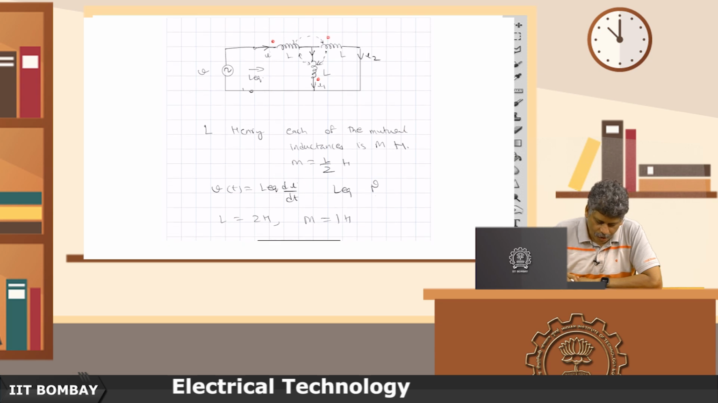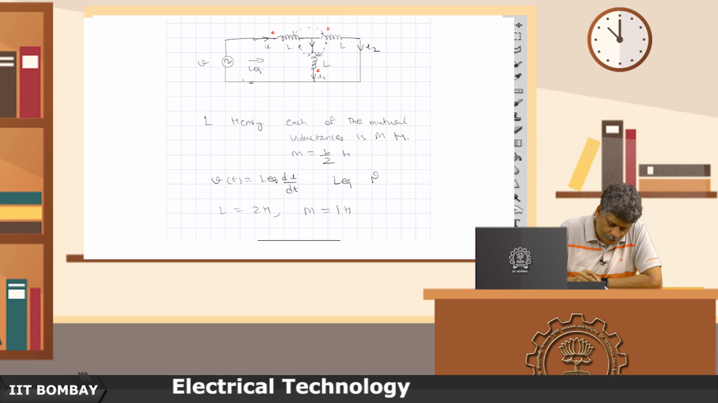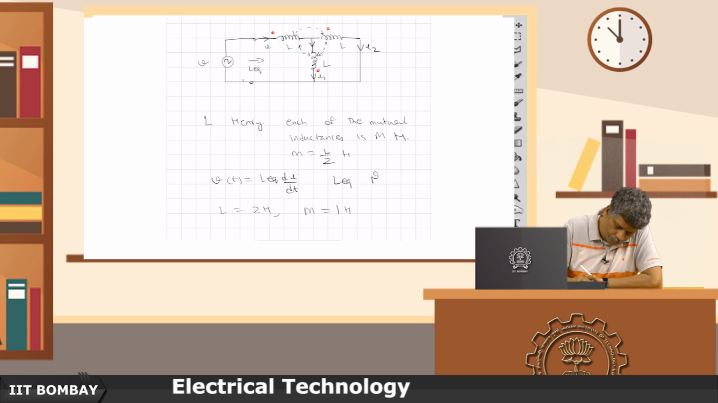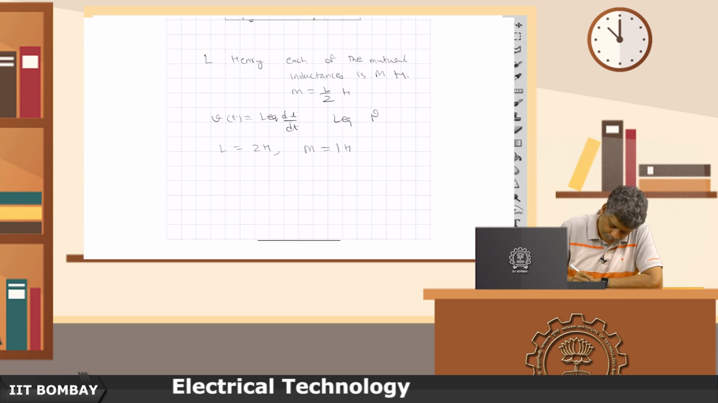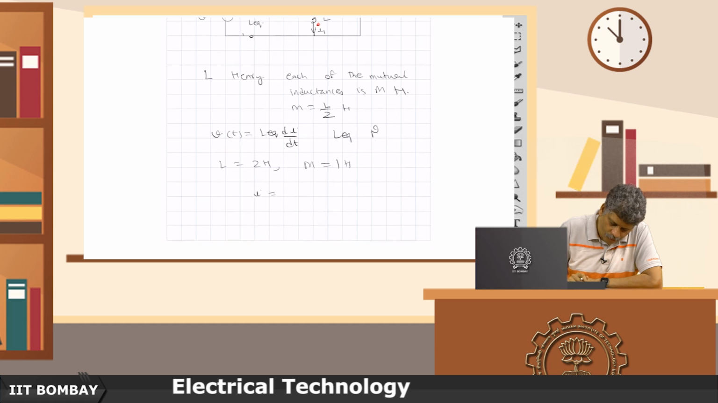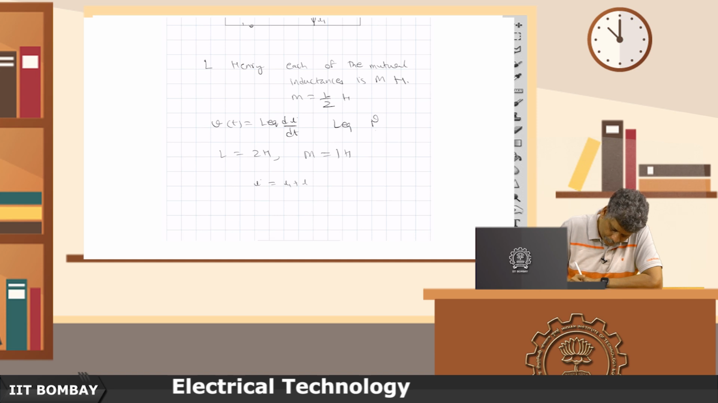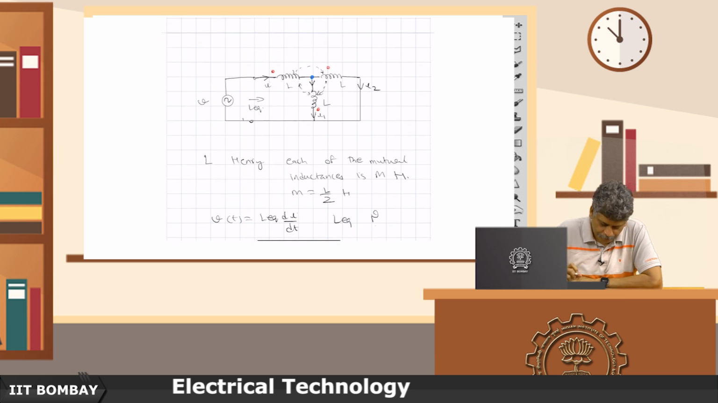I am going to take two loops. First of all, if you observe this particular node, the blue one which I am marking here, then KCL says that I is equal to I1 plus I2. Is it not? That is the statement of the KCL.